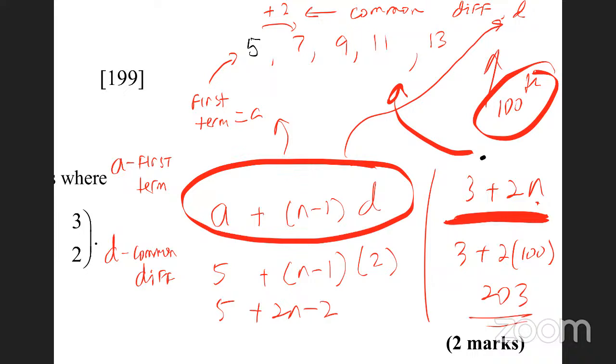It's 5 minus 2. Bring your like terms together. Okay, so here's an example where the formula is 3 plus 2n. Sometimes you can follow and figure out the pattern. Sometimes you'll need this formula.